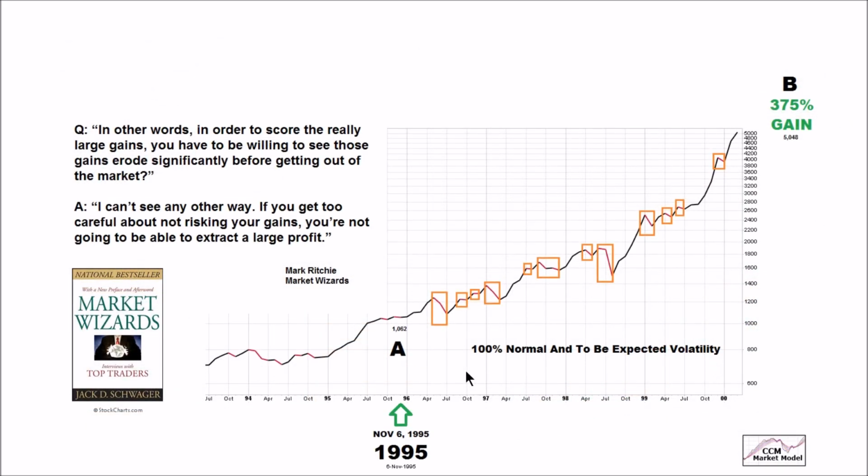And since our North Star is trying to navigate between a point A and a point B that could be several years out in the future, if we are disciplined during these 100% normal and to be expected pullbacks, the odds, probabilities tell us that the volatility will be followed by a higher high, that the volatility will be followed by a higher high, and the volatility will be followed by a higher high.